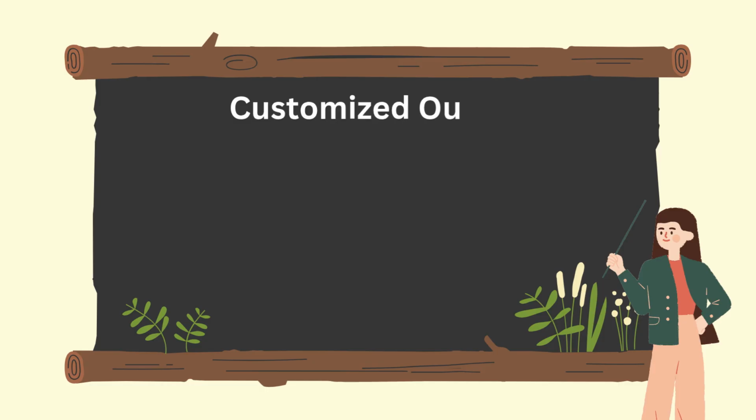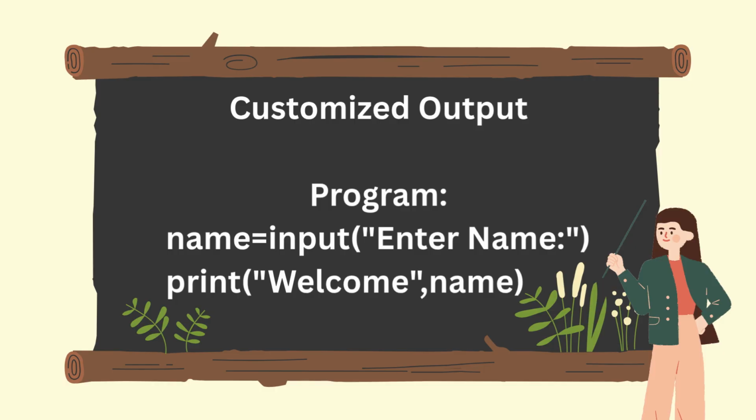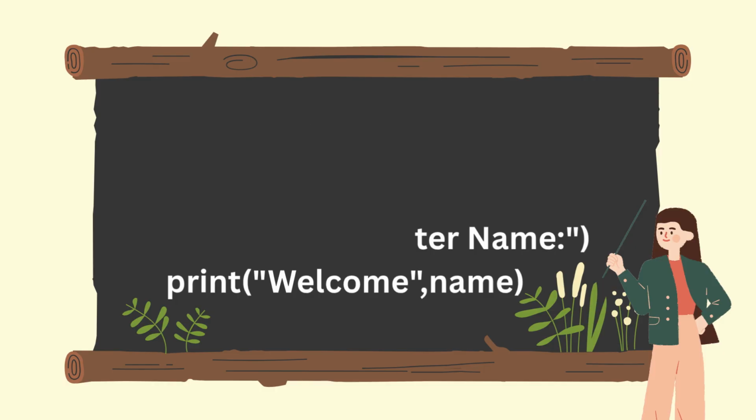Instead of showing only the name, we can show a proper message. That is, name = input("Enter name"), print("Welcome", name). Suppose the user enters Rahul. Output: Welcome Rahul. This looks much better. In real applications, we use such messages to communicate with the user.